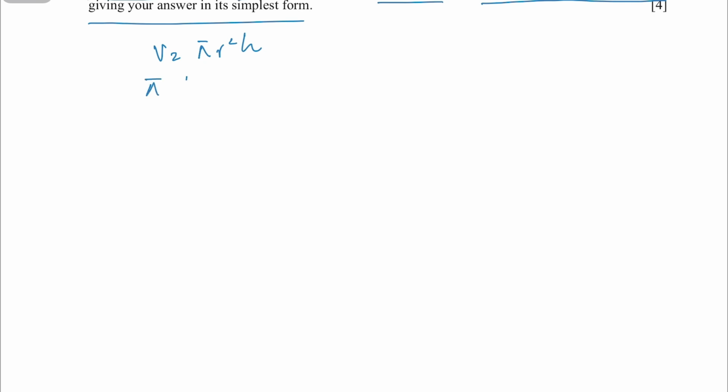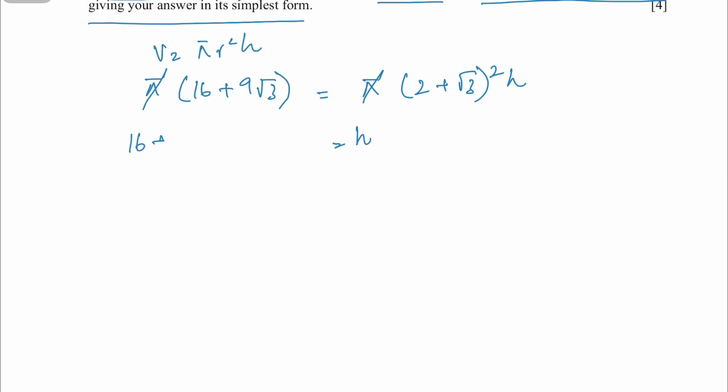Our volume is given as pi (16 plus 9 root 3), which is equal to pi, our r is (2 plus root 3) whole squared, times h. Pi and pi would be cancelled out and our h would look like (16 plus 9 root 3) over (2 plus root 3) whole squared.